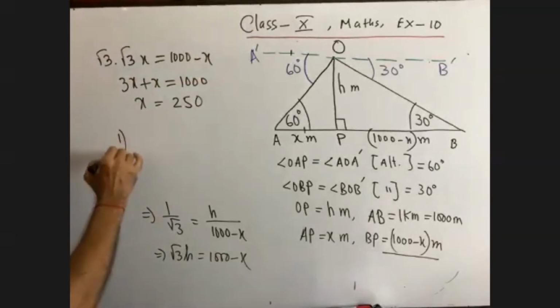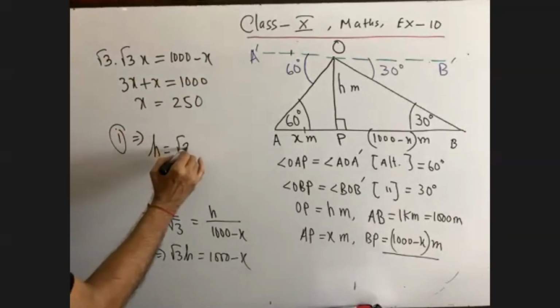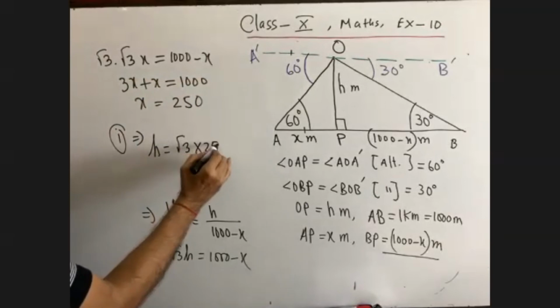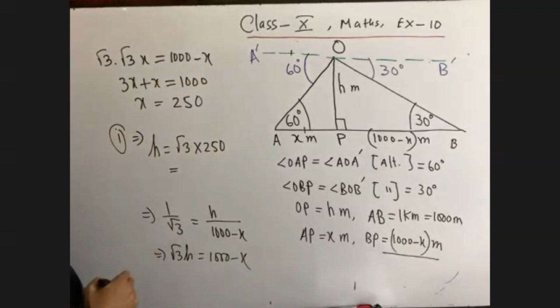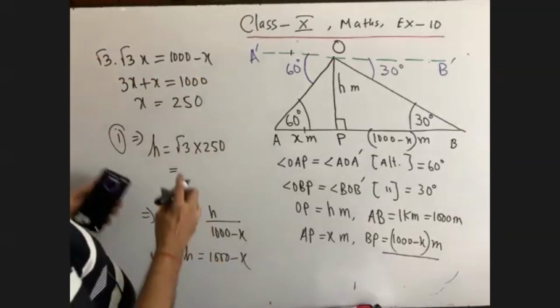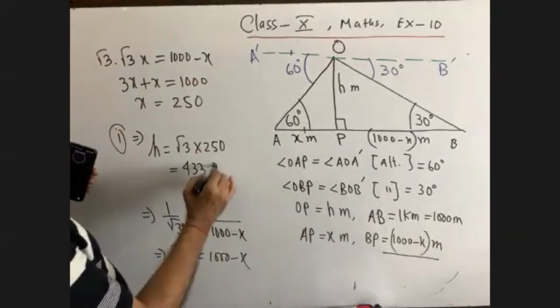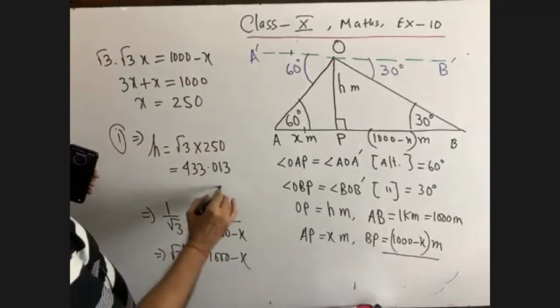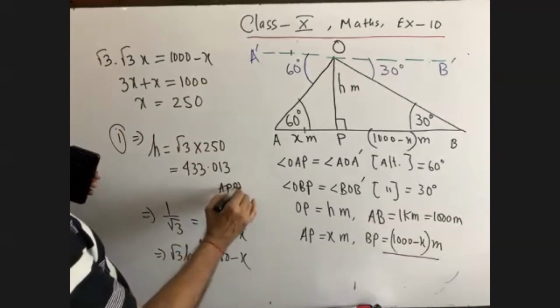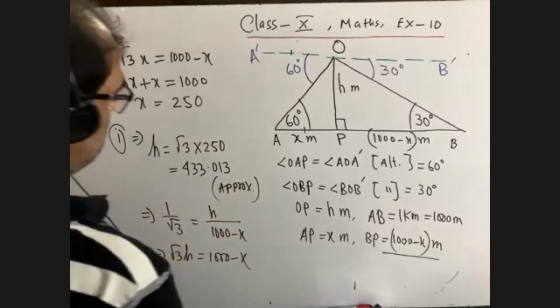Now from 1 we can put the value: height is equal to root over 3 times 250. Can you use the calculator, please? 250 into root 3 is 433.012. Yes, sir. Okay, so we have got our answer.